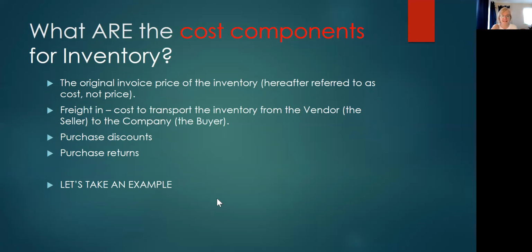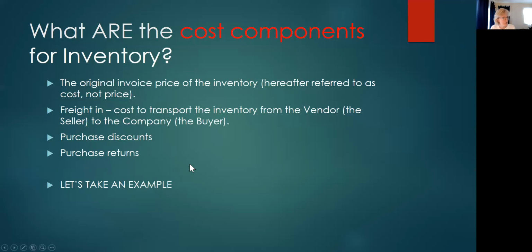So that's freight in. And it's possible that if a company buys a lot of product from that same manufacturer, they'll give them a discount, which would reduce the cost of the inventory. And it's also possible that when the inventory arrives at the store, there might be some damage, or the company says, no, I don't like this shade of blue. It doesn't look like the picture, and they return it, and that'll reduce the cost.